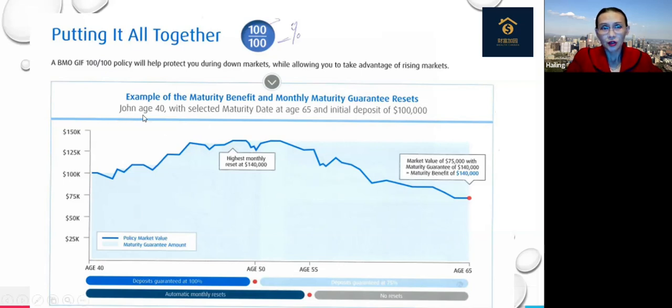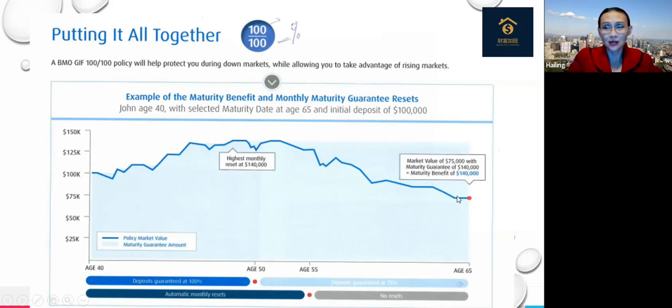In this example, John is at age 40. He planned to retire at the age of 65. So his timeline is 25 years. Let's say the first 10 years is a bull market. He put 100,000 into his investment plan. Then the money keeps on growing, and at the age of 50, it has already grown to 140,000. So in the segregated fund, we have a reset function to help our client John guarantee his principal up to 140,000. Now, let's say, too bad, very unlucky.